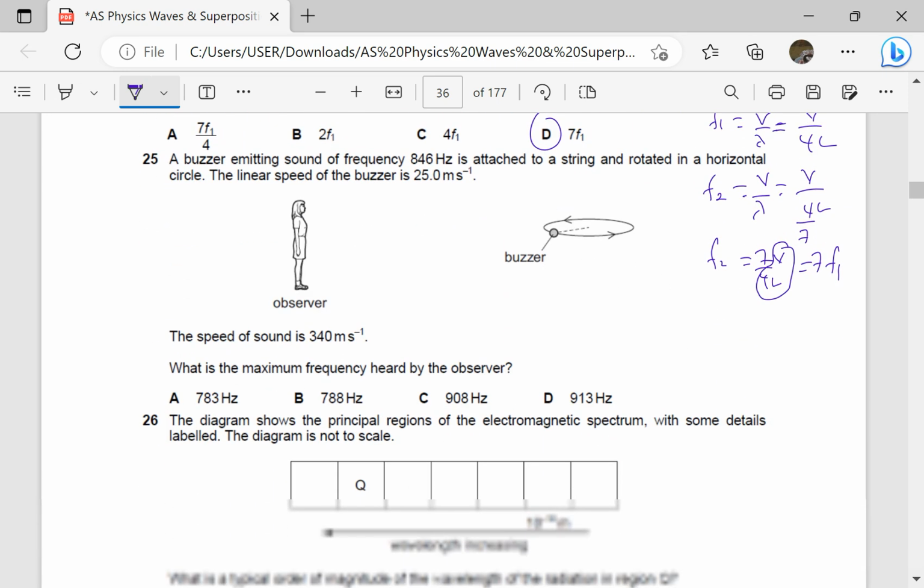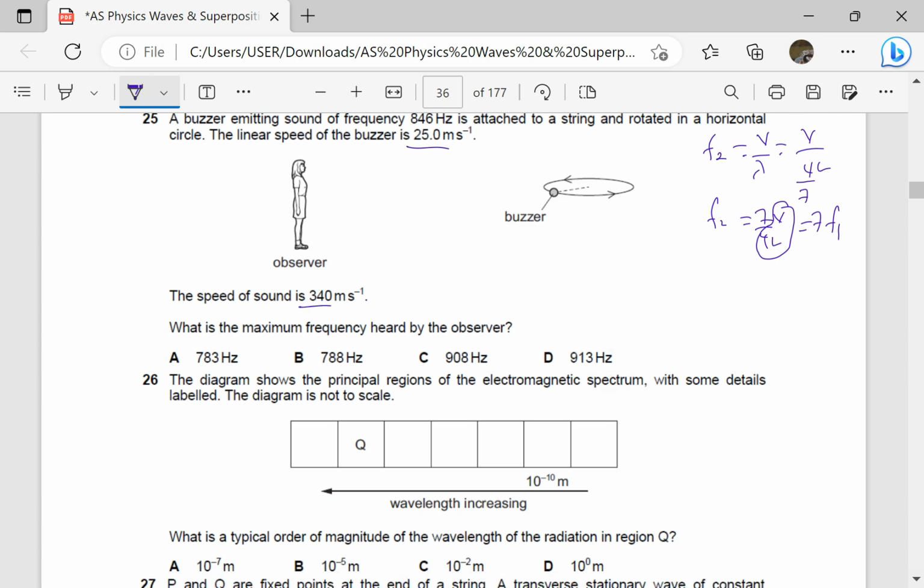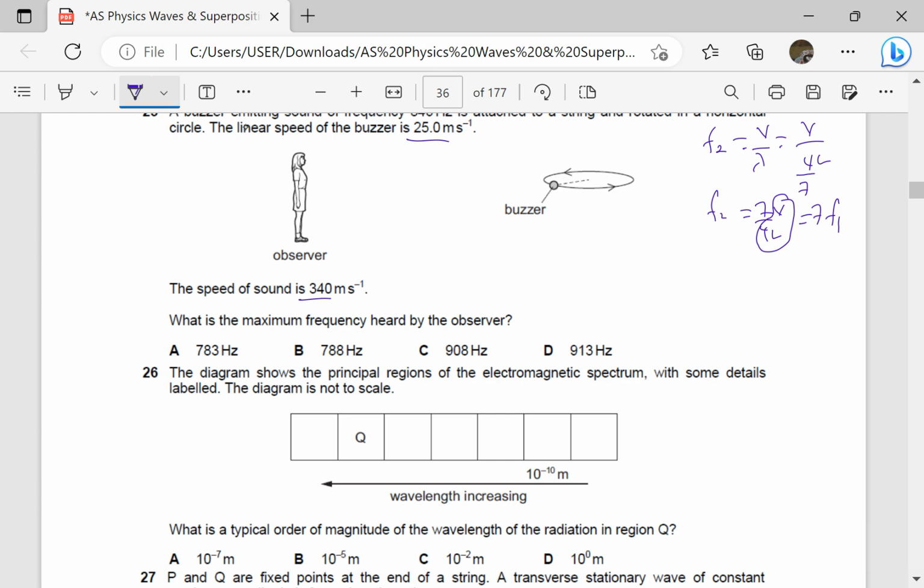A buzzer emitting sound of frequency 846 Hz is attached to a string and rotated in a horizontal circle. The linear speed of the buzzer is 25 meters per second. The speed of sound is 340. What is the maximum frequency heard by the observer?